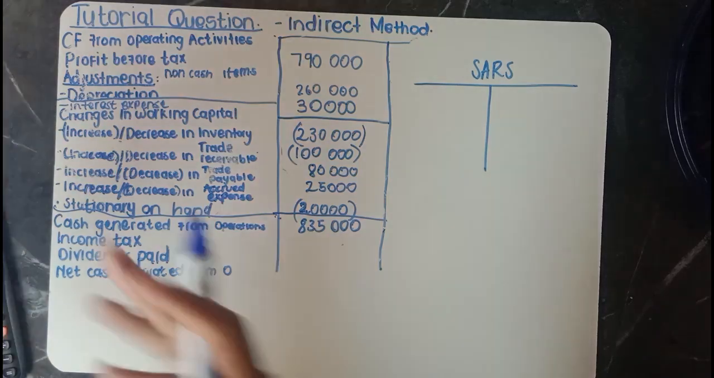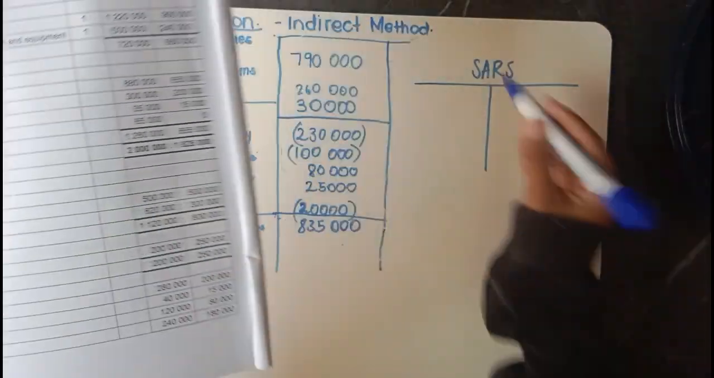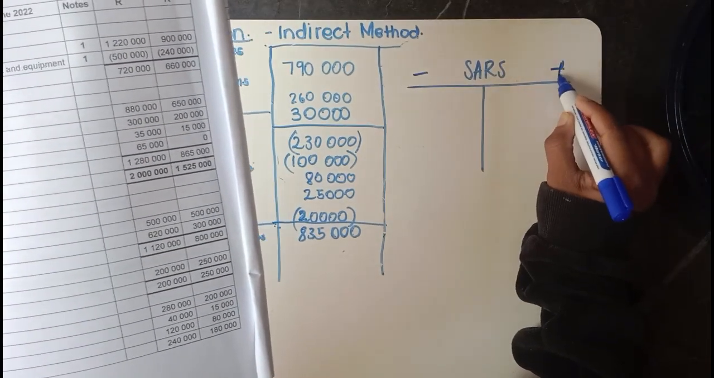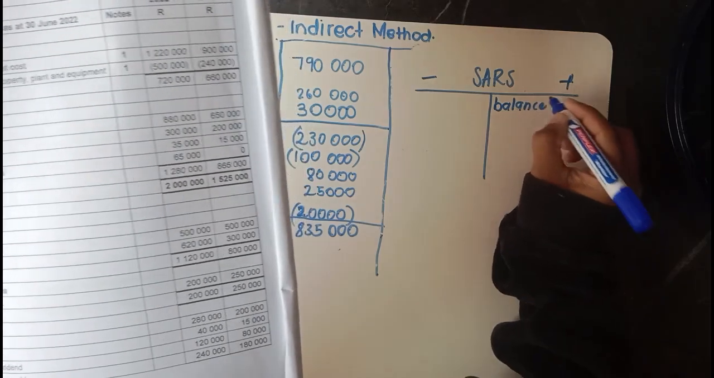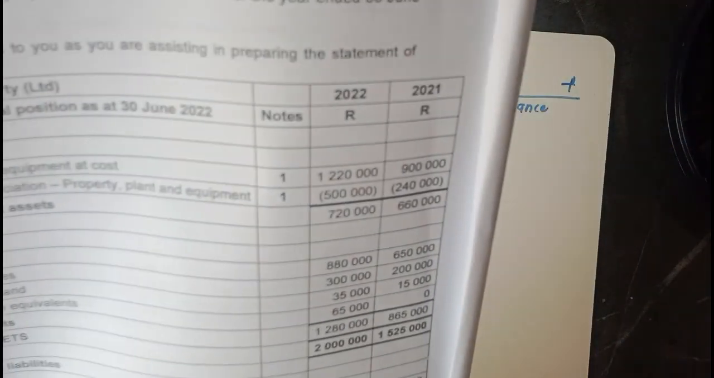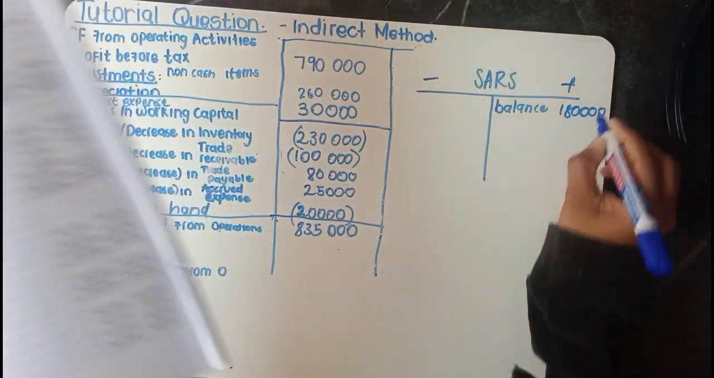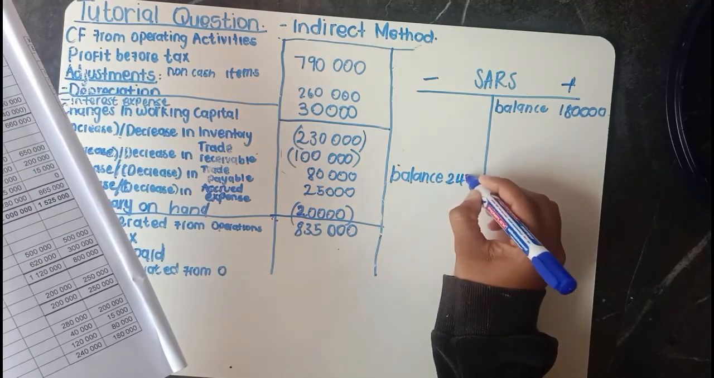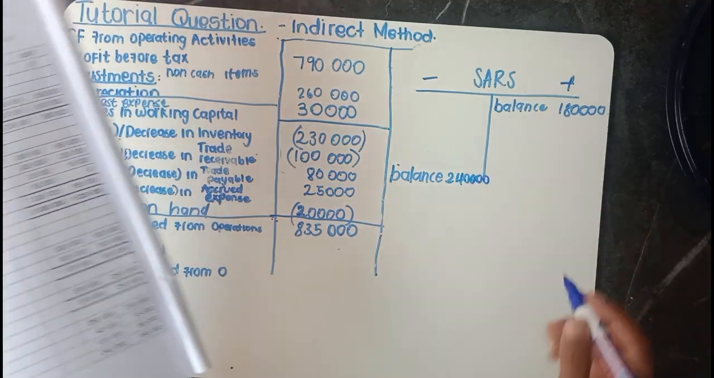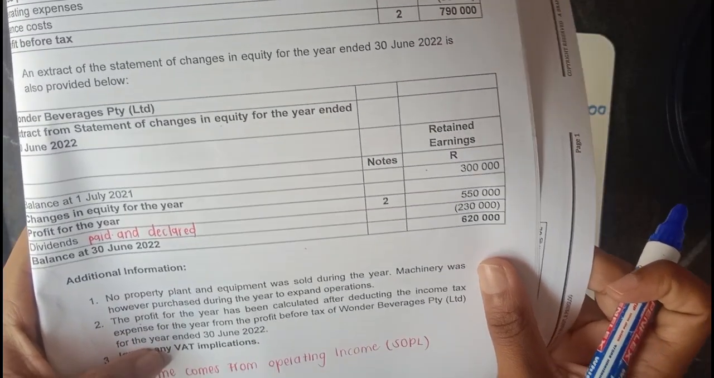And since your income tax amounts are in the liability section, it means your signs are what? Minus, plus. So your balance at the beginning will be 180,240,000. And then they tell you here that profit before tax is calculated after deducting the income tax expense for the year.